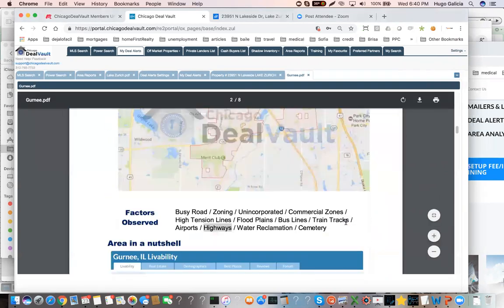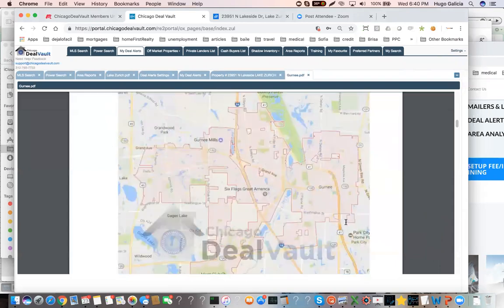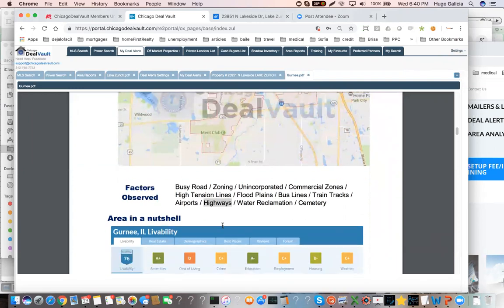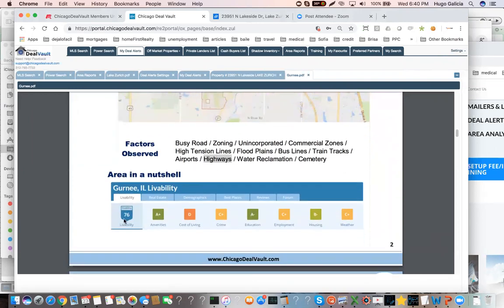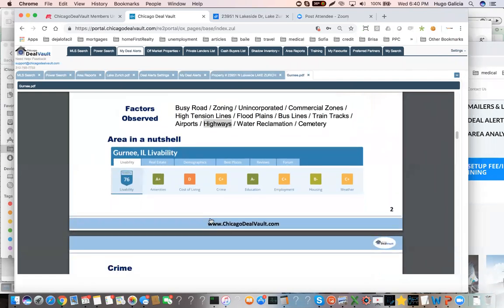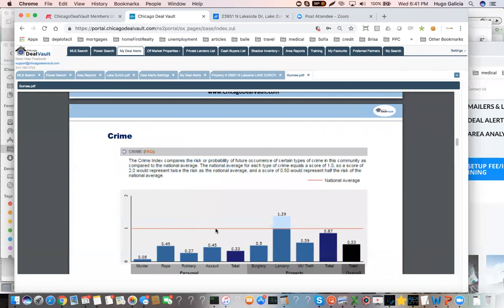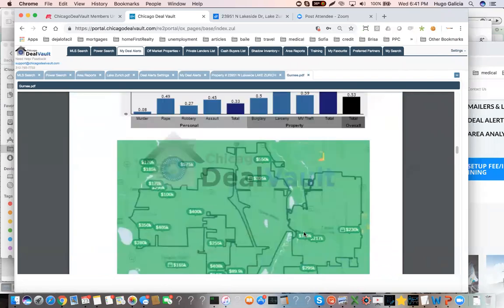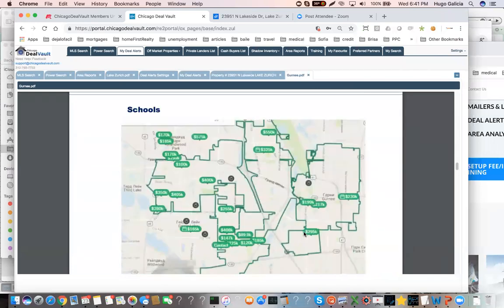Okay, so Gurnee is on the border of Wisconsin. And the only thing that we see is highways. Now, something that I told you before is that the livability score has to be over 70%, which is great, right? So this passes. So I'm interested in Gurnee. Now let's look at the crime. The crime is slightly below average. And then let's just scroll down. Let's look at the important stuff.